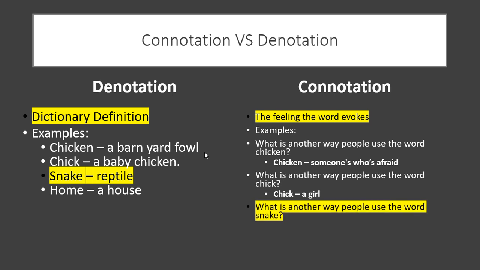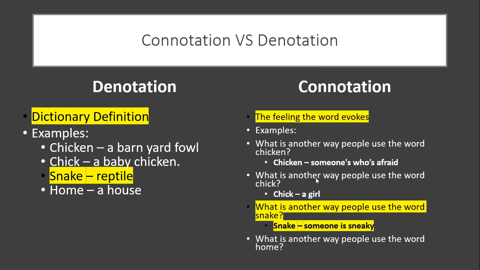Snake. If I say, ooh, this person is such a snake, they always do me dirty. I'm not saying they're such a reptile, right? I'm not using the denotation. I'm thinking about the connotation of the word. And the connotation of snake is someone who's sneaky. And lastly, home. Home is not just any old house. That's the definition in the dictionary. But to me, that's where I live. That's my personal thing. It's where I sleep. I feel differently about a home.